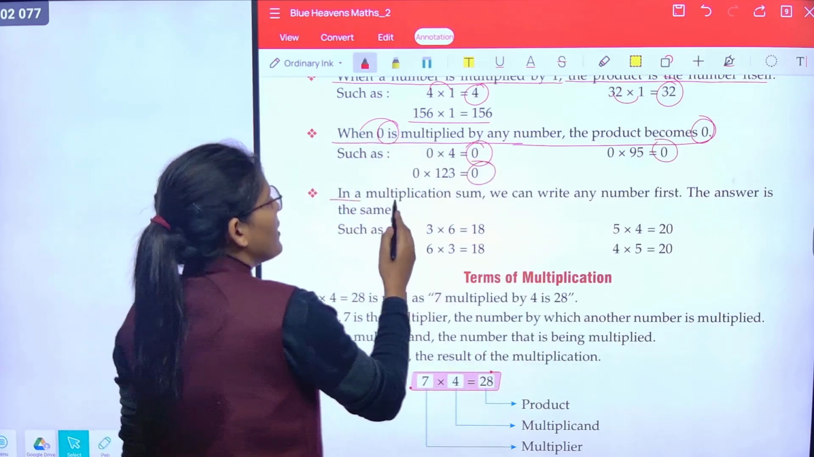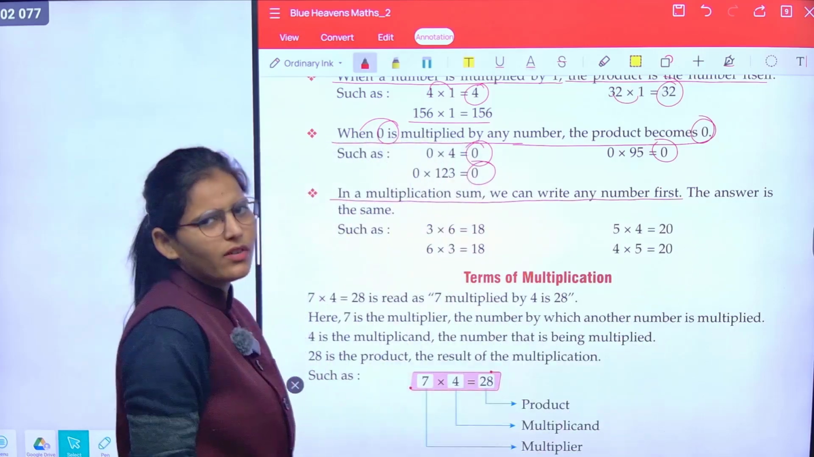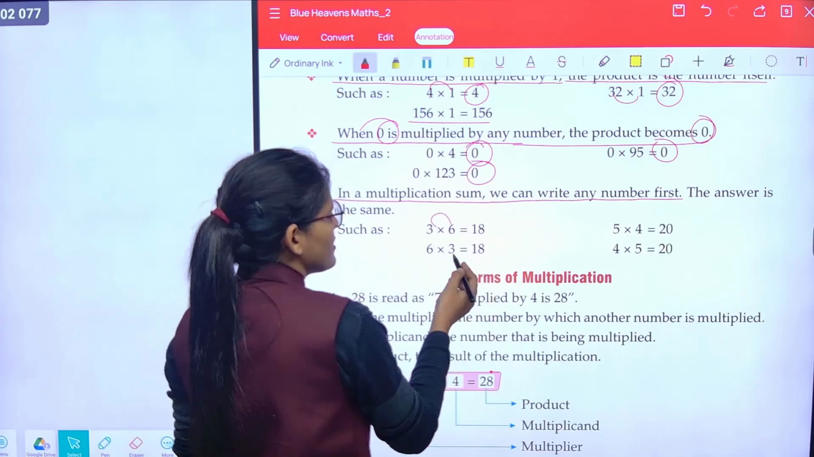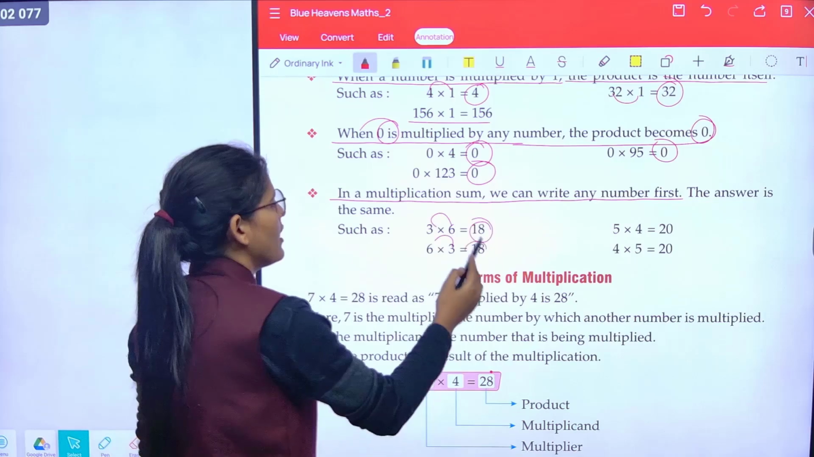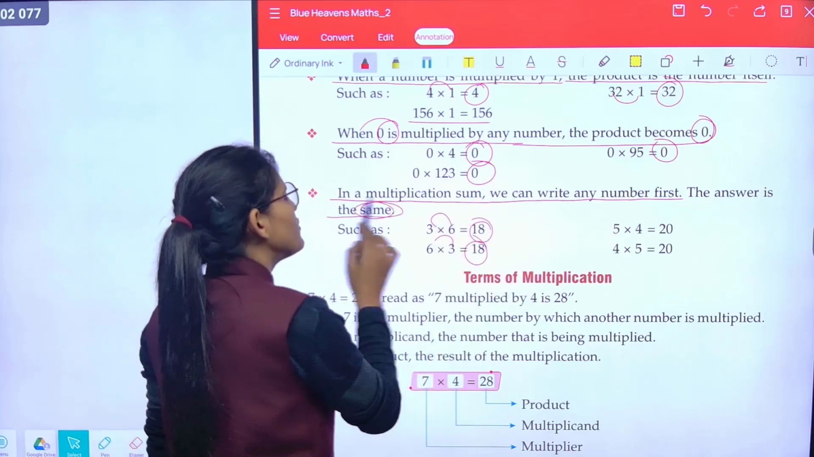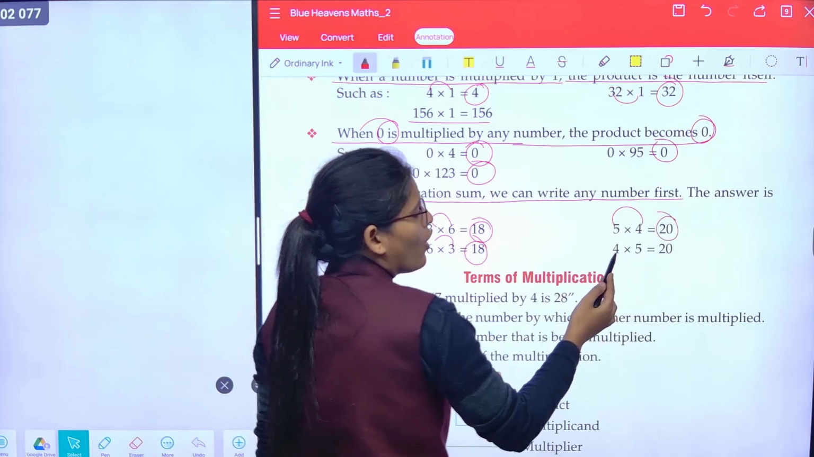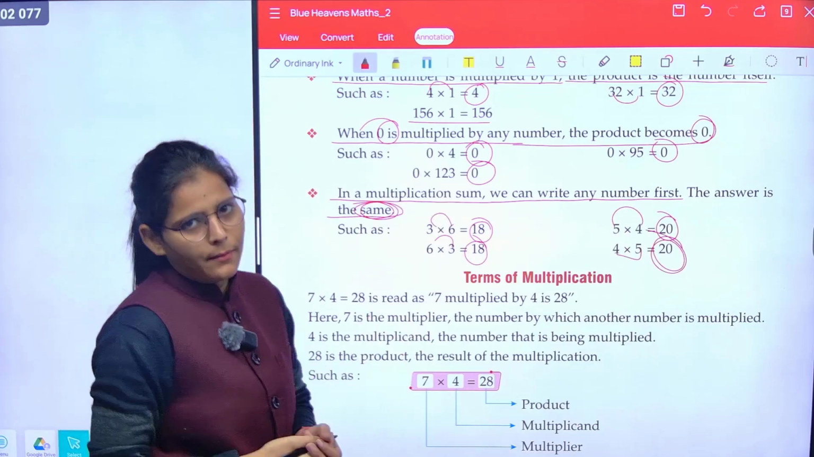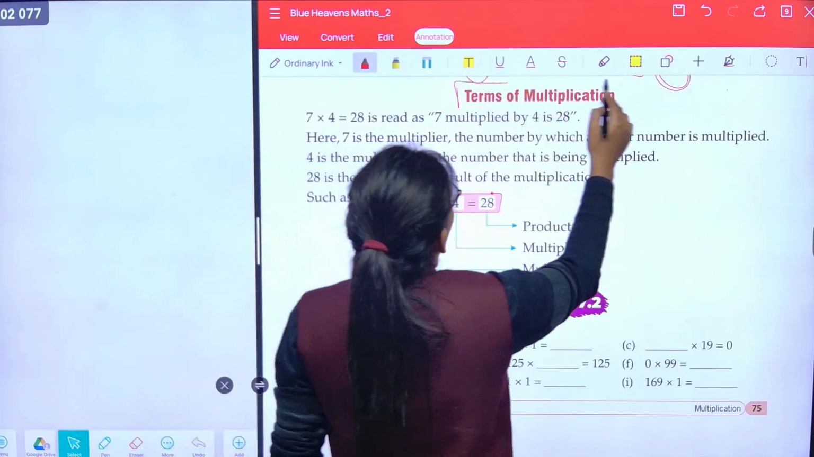Understand. Now in a multiplication sum we can write any number first. See, 3 multiplied by 6 or 6 multiplied by 3. The answer is the same. 5 multiplied by 4 is 20 and 4 multiplied by 5 is 20. So the answer is the same. Understand class?